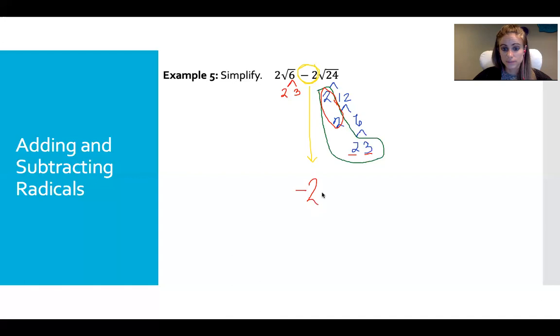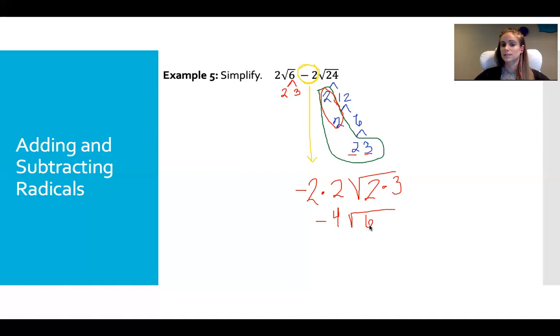So -2 times, and then now if we look at our primes, we had a pair of 2's, so that's a perfect square. So we have our 2, and then we have a 2 and 3 left on the inside because they did not have any pairs, so they're not perfect squares. All right, what can I do to simplify this further? Hopefully you said multiplication. So -2 times 2 is -4, and inside your radical, 2 times 3 is 6.